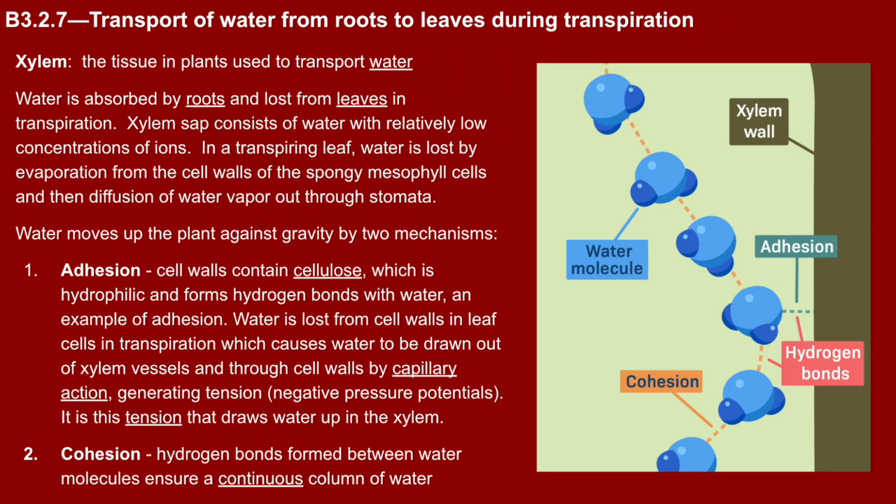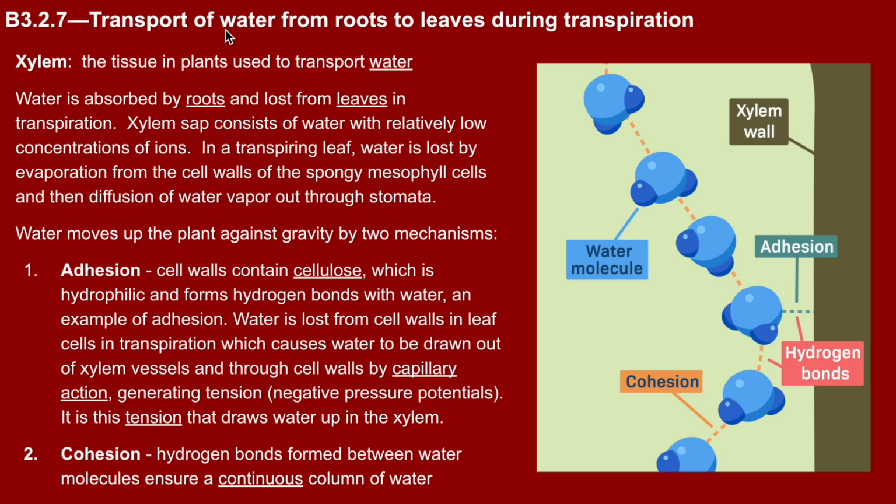All right, over to plants. Xylem is the tissue in plants used to transport water from roots to leaves. You can remember this because water starts with W, and W, X, Y, those letters all go in a row. So xylem is a tissue that transports water.